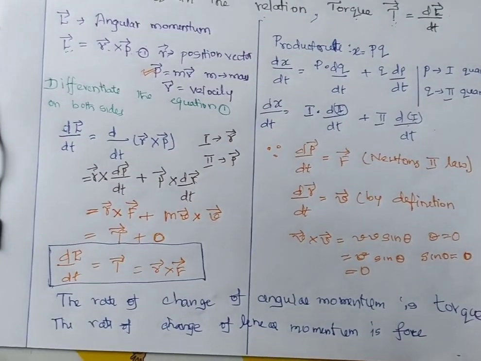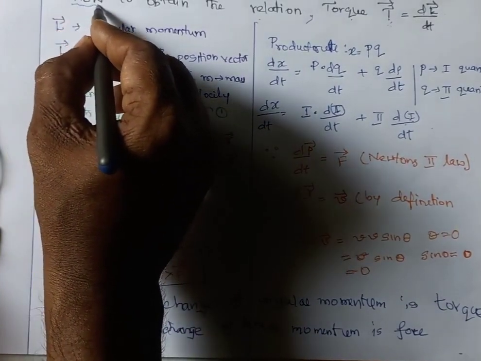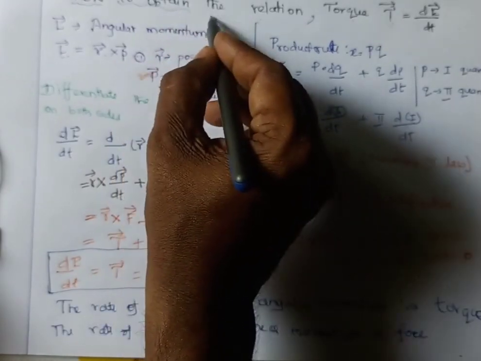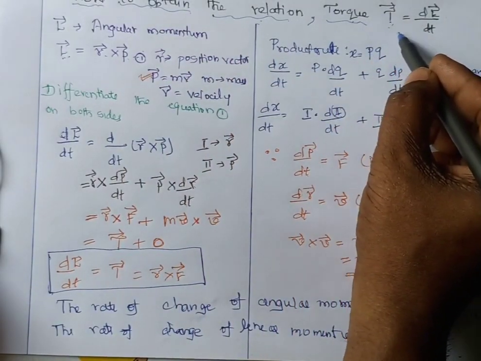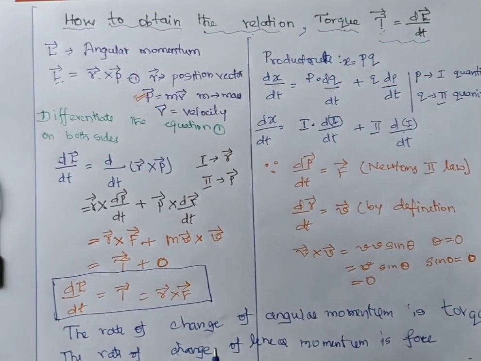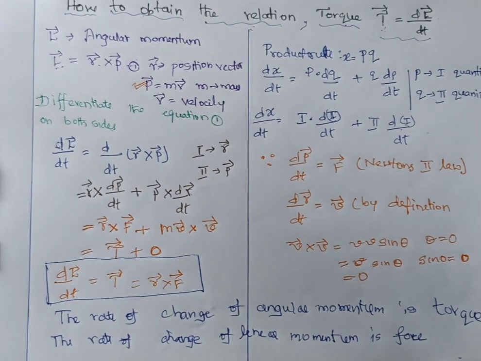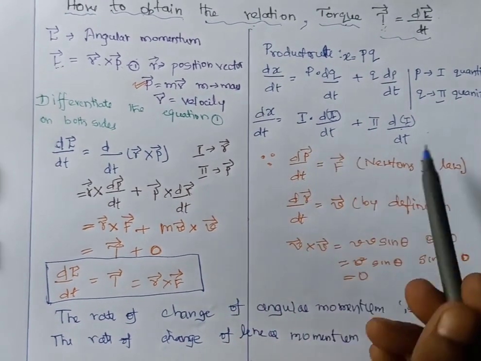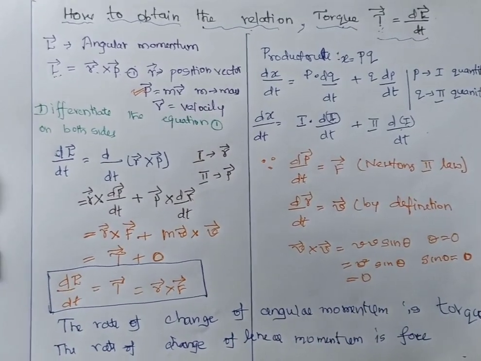Okay, therefore we should remember how to derive the relation tau is equal to d by dt of vector L. So we can easily understand that the rate of change of angular momentum is nothing but torque. It mainly depends on how you use the product rule in case of differentiation.